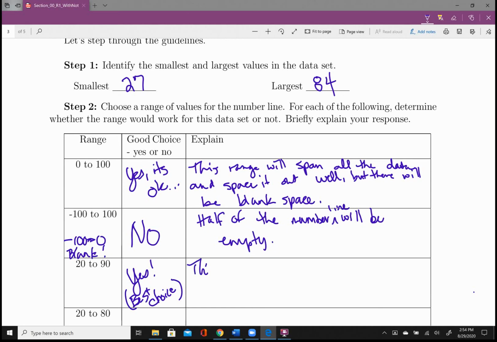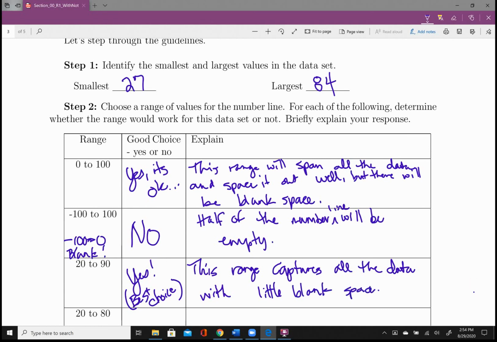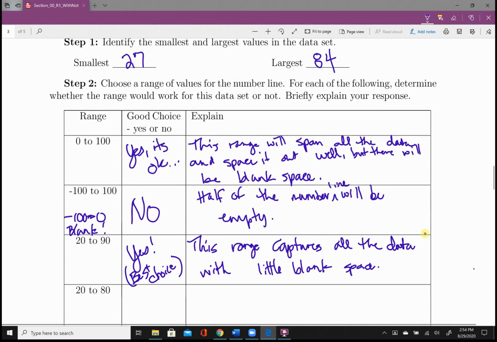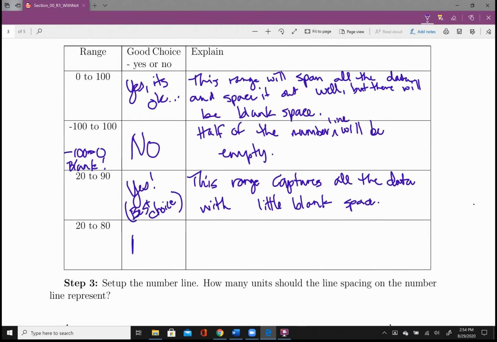Sorry, this range captures all the data with little blank space. Love it. Now this last one, 20 to 80, do you guys see the problem with this? Yeah, that upper bound of 80 is not going to be able to include that largest data point. We can't have that. So that's going to be what makes this a no.